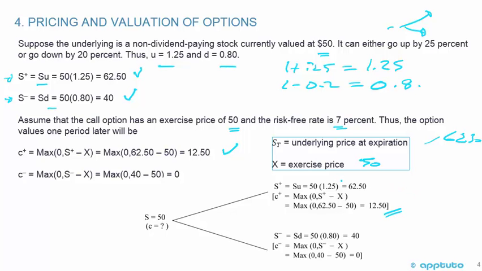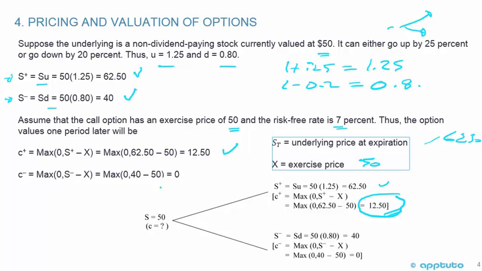So again, 50 times 1.25, 62.50. The value of the call is the maximum of 0 or the underlying price at expiration minus the exercise price, 62.50 minus 50. So we have 12.50 here on the upside. That's the value of the call, the intrinsic value.